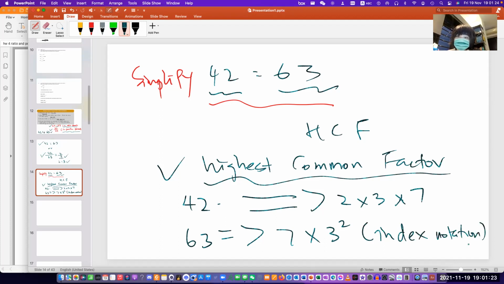So once you get this, how do you find the HCF? The two tips. Number one, shared factor. Number two, lowest power.